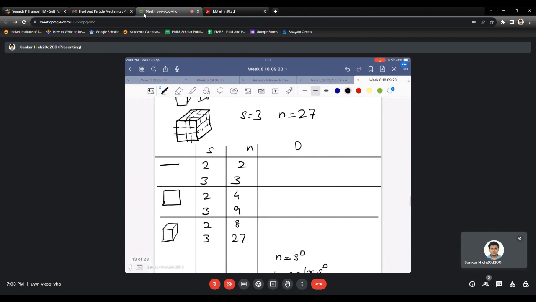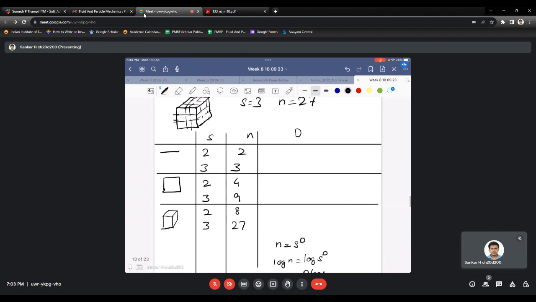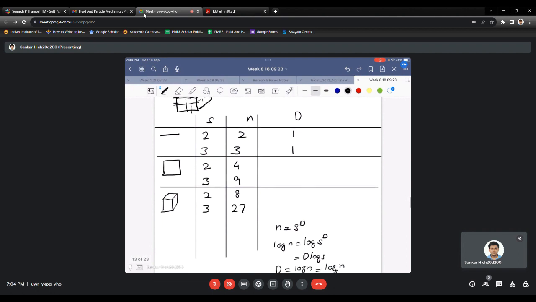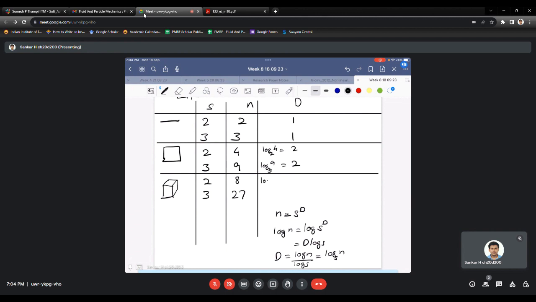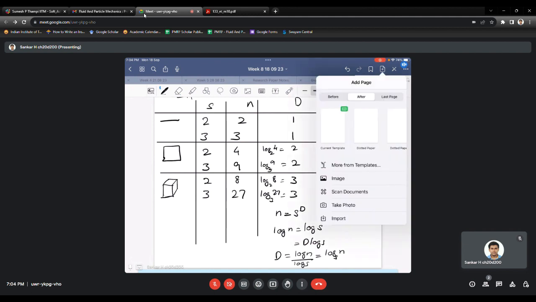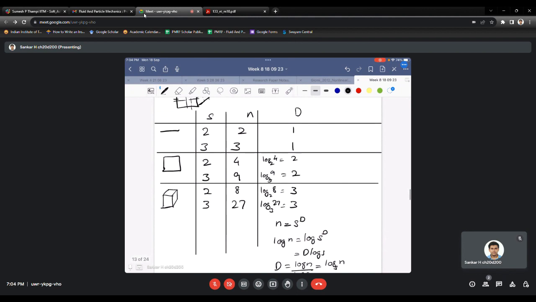Therefore, if we write it in that form, we see that log 2 divided by log 2 is 1, log 3 divided by log 3 is 1, log 4 to the base 2 is 2, similarly log 9 to the base 3 is also 2. But here log 8 to the base 2 is in fact 3, and log 27 to the base 3 is 3. And this is how the concept of dimensionality comes in.